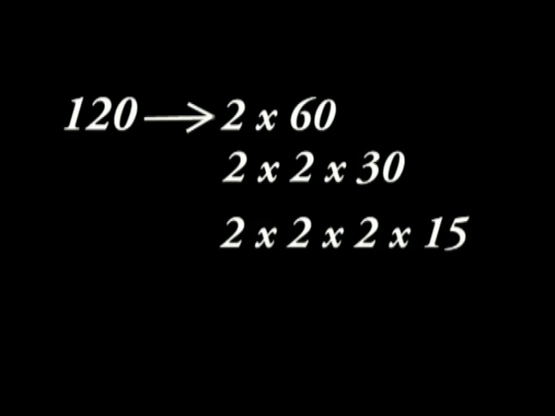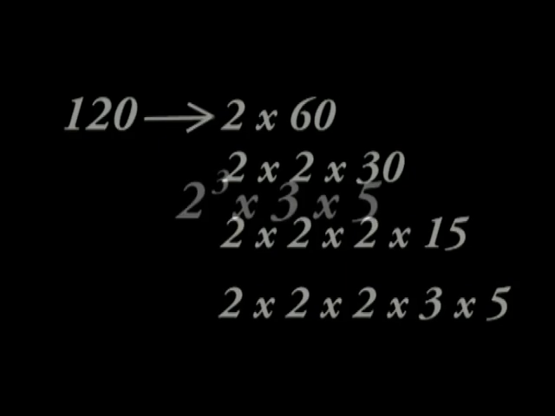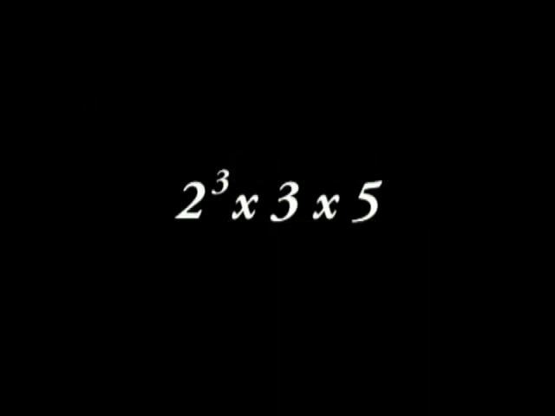Finally, 15 divides by 3 5 times. So finally we have 2 times 2 times 2 times 3 times 5. This can be simplified as 2 cubed times 3 times 5. An alternative method can be used, working in the form of a tree diagram.